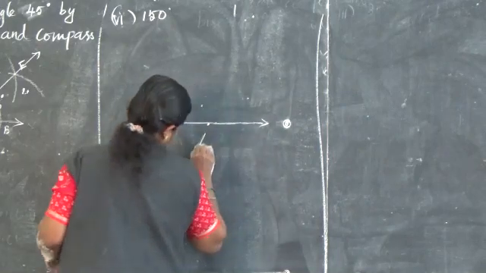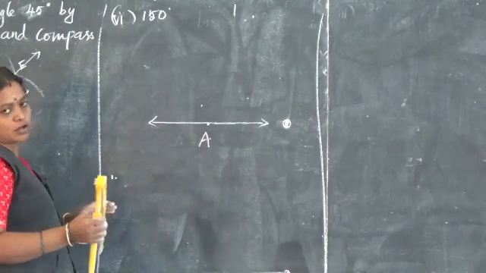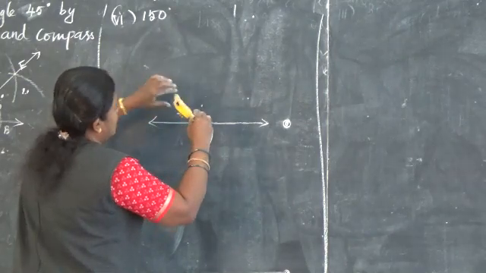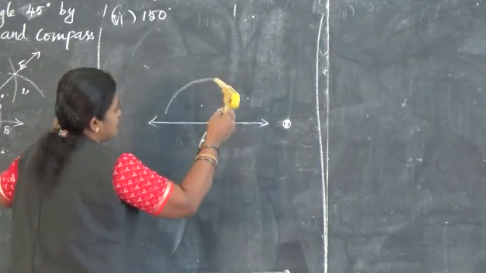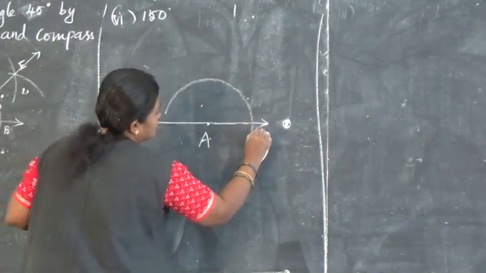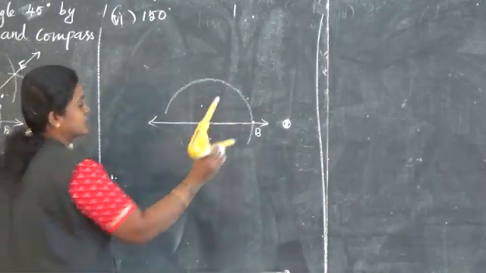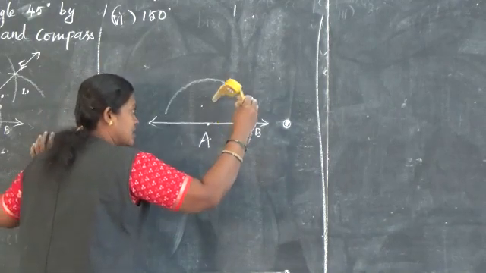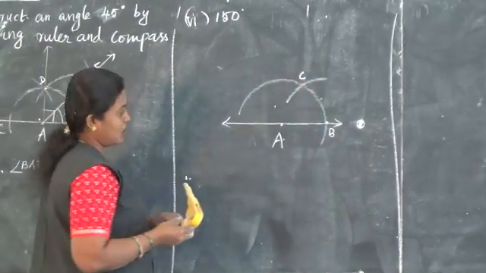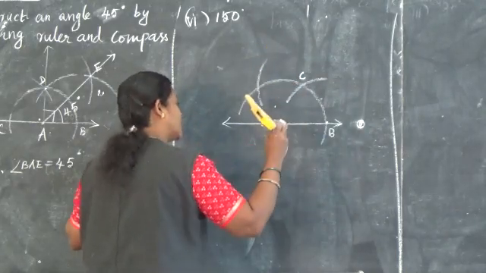Mark a point A on it. Take your compass. Draw one arc. It cuts at B. I didn't change any measurement. Same measurement, B as a center, draw the arc. Then mark it as C. Now C as a center, draw one more arc. How much arc are you getting now?